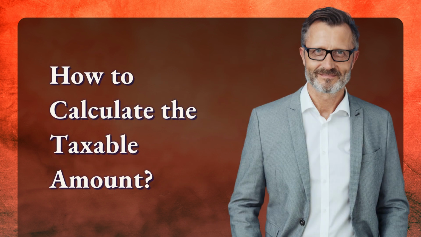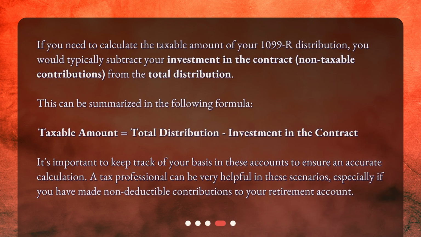How to calculate the taxable amount? If you need to calculate the taxable amount of your 1099-R distribution, you would typically subtract your investment in the contract, non-taxable contributions, from the total distribution. This can be summarized in the following formula. Taxable amount equals total distribution minus investment in the contract. It's important to keep track of your basis in these accounts to ensure an accurate calculation. A tax professional can be very helpful in these scenarios, especially if you have made non-deductible contributions to your retirement account.